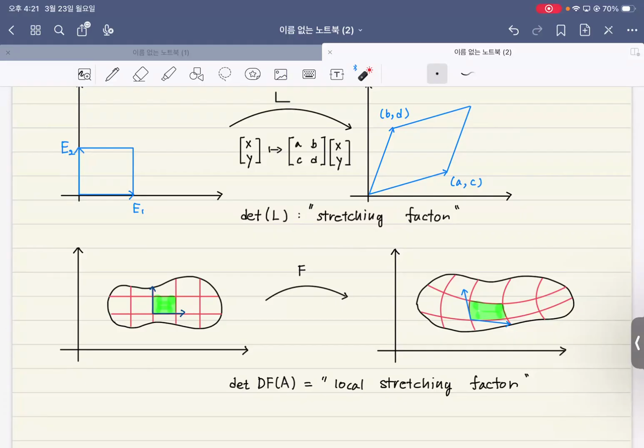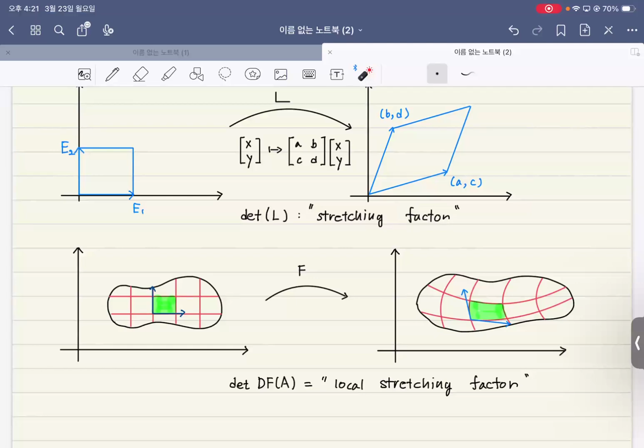So, therefore, if this is the first vector and this is the second vector, then the order has been flipped. So this is first and this is second. Yeah, right, you know what I mean. So the orientation has been changed.